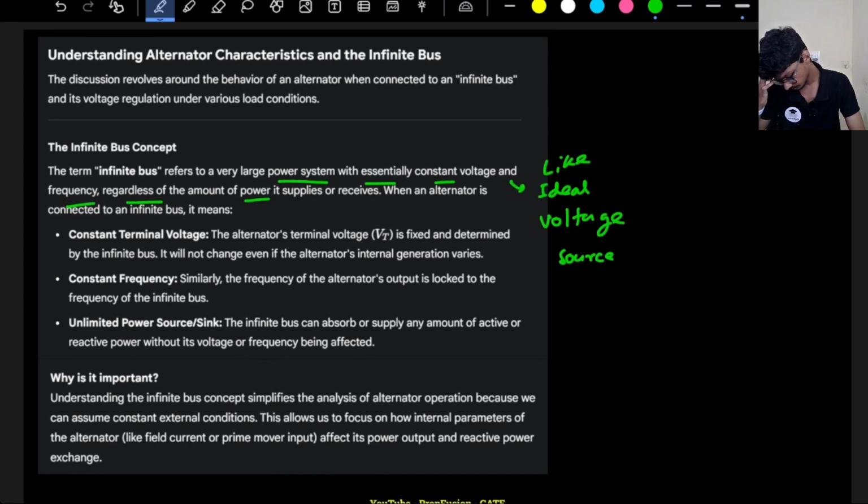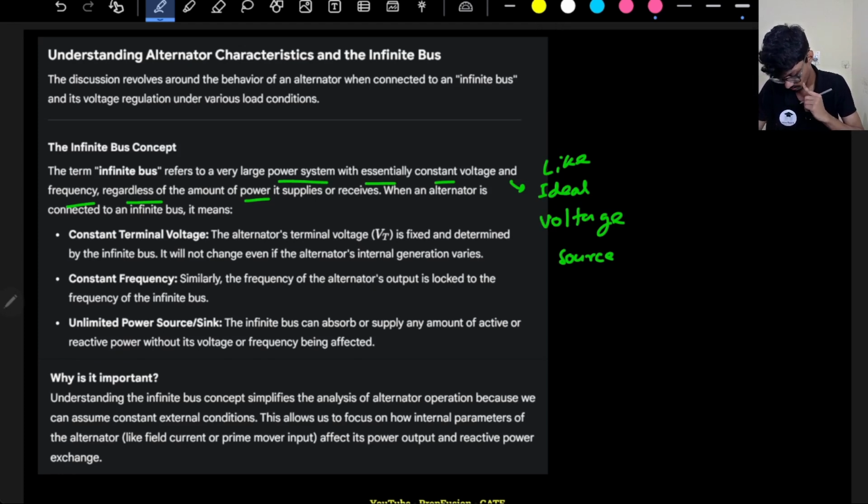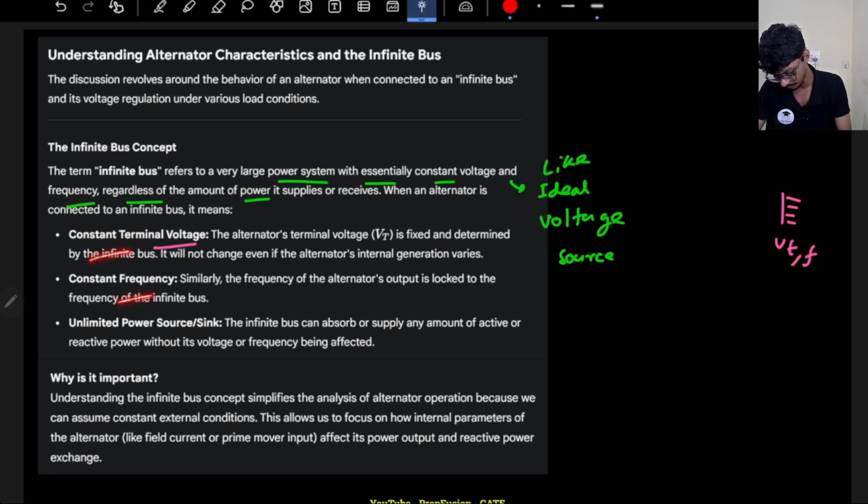Now what are the characteristics of a bus? Terminal voltage will be constant. This is the symbol of a bus, where Vt will be constant and frequency also will be constant. Constant frequency, constant terminal voltage, and unlimited power source or sink. Basically it can absorb or deliver an unlimited amount of power depending on what kind of load is connected, same as an ideal voltage source.